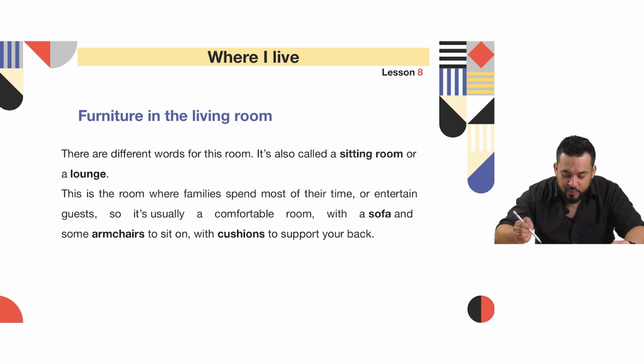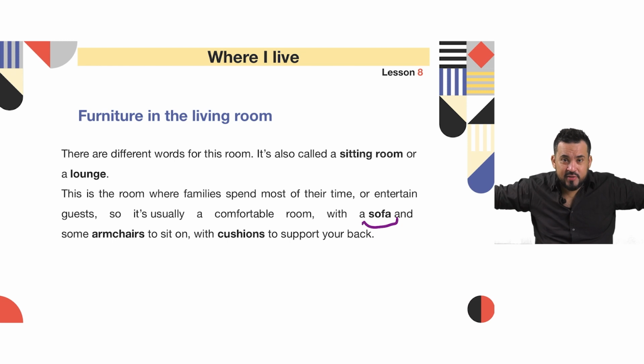Furniture in the living room. So a living room, there are different words for it. It's also called a sitting room or a lounge. Okay, they're all the same thing. It's basically a comfortable room where you spend a lot of time watching TV and socializing with your friends or family. It consists of a sofa.